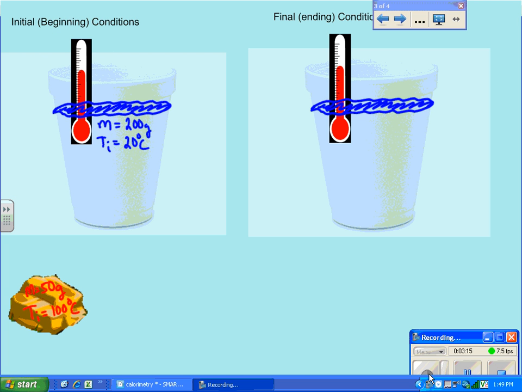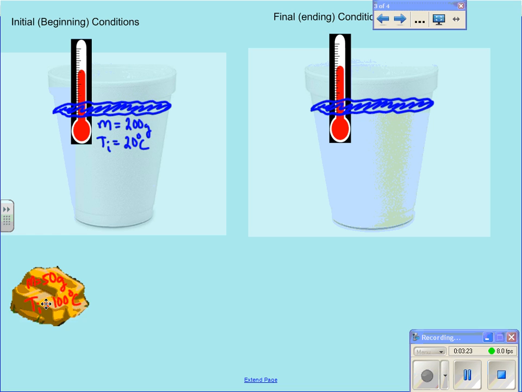Okay, so let's replicate what that woman did in the experiment and see how we're going to use our knowledge to figure out what is the specific heat capacity of this metal. So we've got a chunk of metal down here. It just came out of the hot water bath. So its temperature is 100 degrees Celsius and its mass is 50 grams.